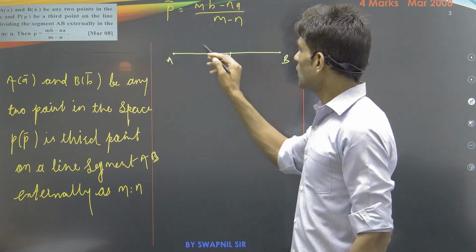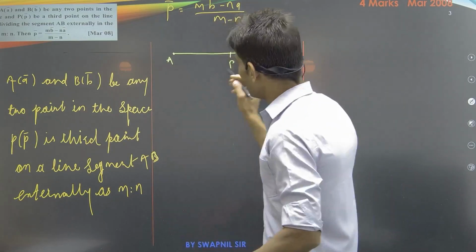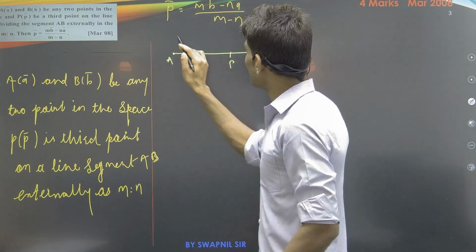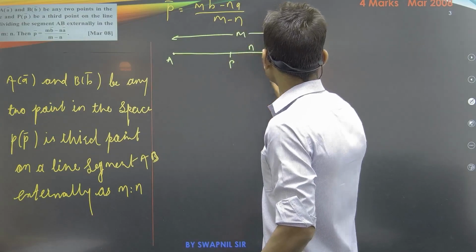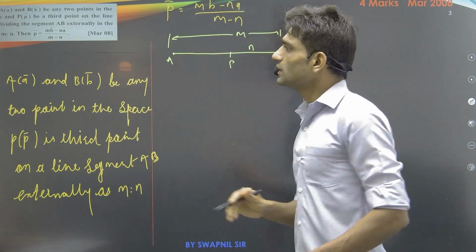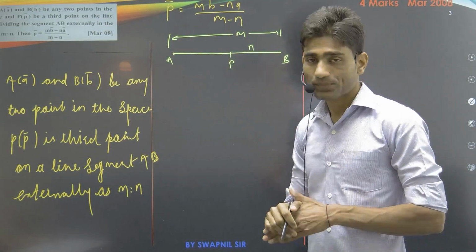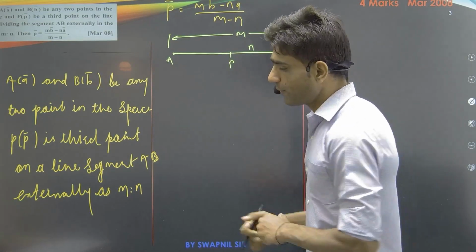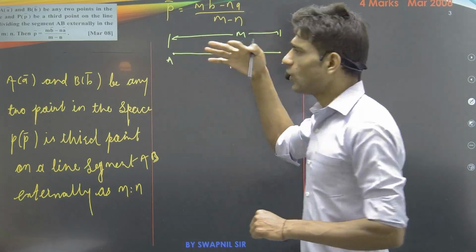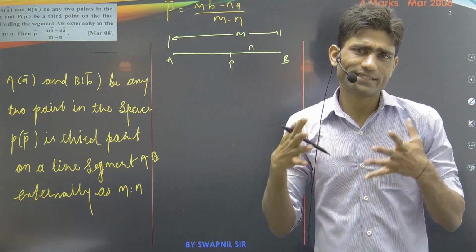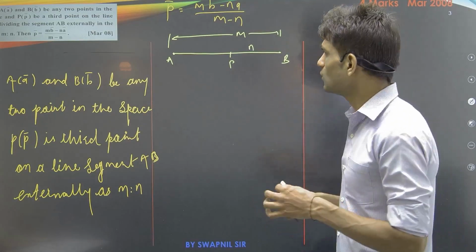So we have the ratios here completely. Consider this one as n, and this one as m. The entire value here is m, and this one is n. Now let's go for plotting the next points. Consider what we have here: a line segment divided by a third point in the external form.